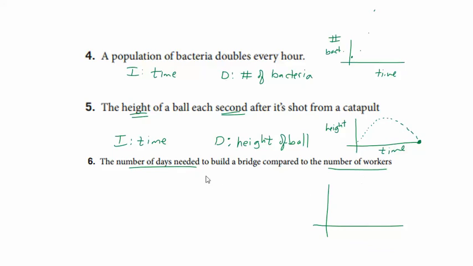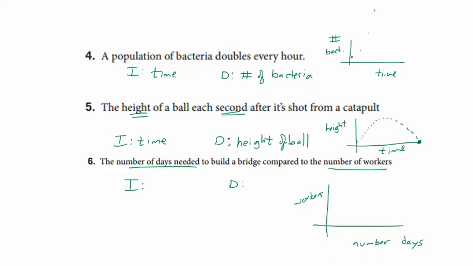You could also say, you know what? I've only got so many days to build this bridge. And the number of workers I need is dependent upon how many days I need to get this job done. So honestly, you could make an argument for graphing this either way, and that's why it's important to label your axis however you do it. So if you're doing it this way, number of days and workers, that's fine. Just make sure to label your axis. If you want to do it the other way, that's fine too.